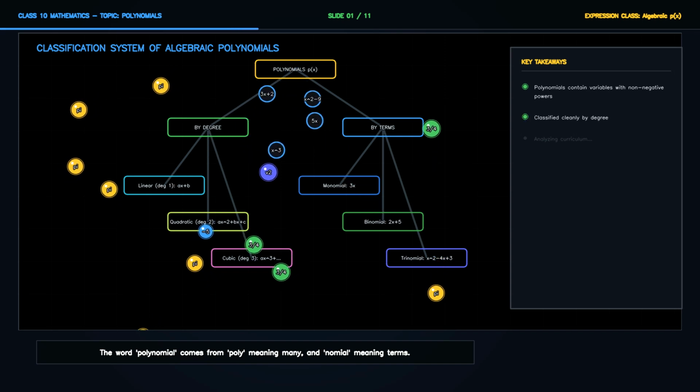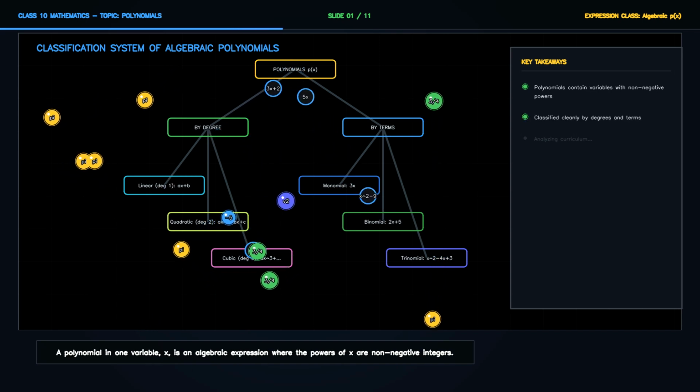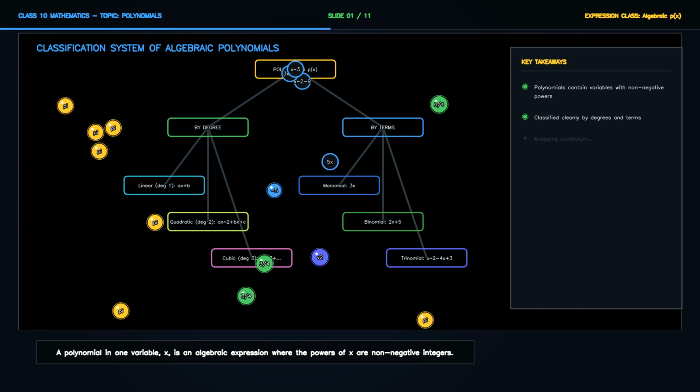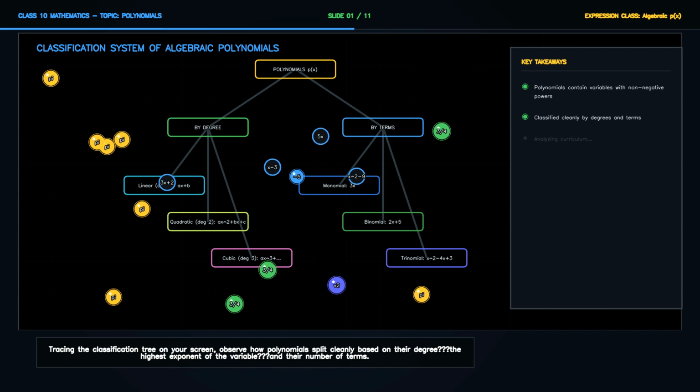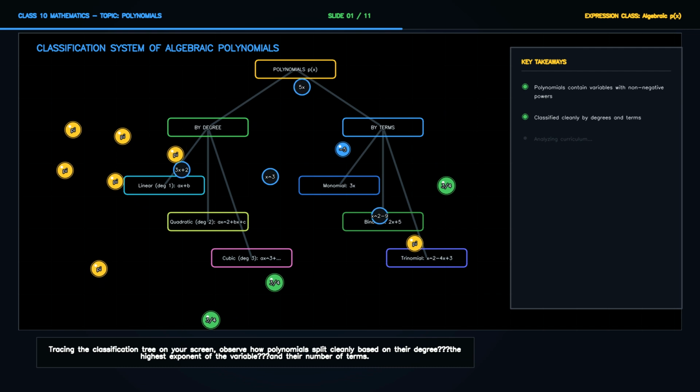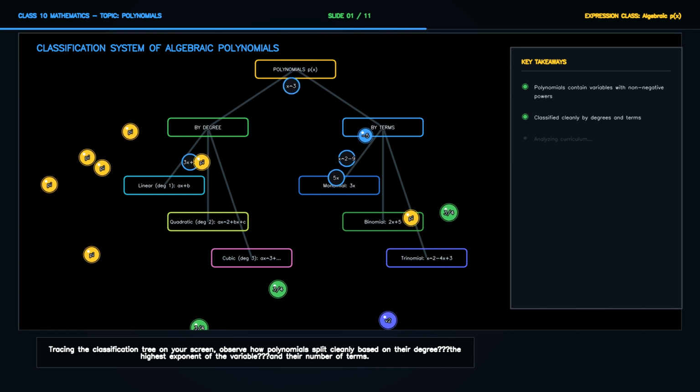A polynomial in one variable, x, is an algebraic expression where the powers of x are non-negative integers. Tracing the classification tree on your screen, observe how polynomials split cleanly based on their degree, the highest exponent of the variable, and their number of terms.